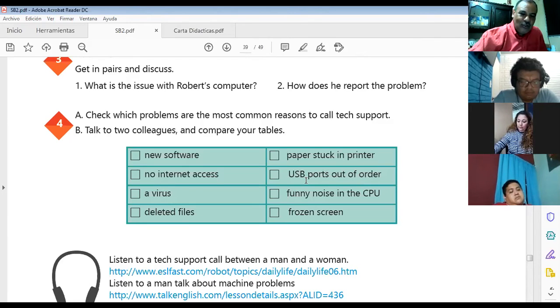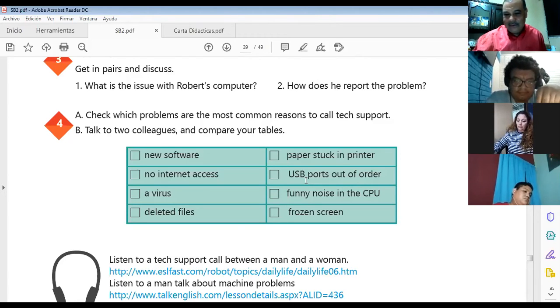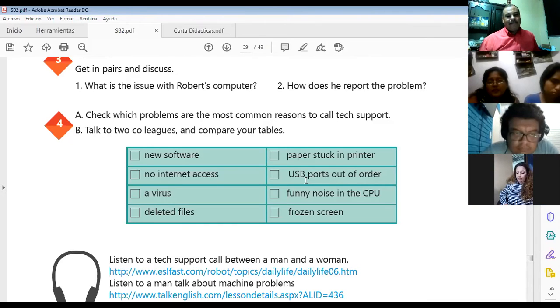Okay. Thank you. Questions? Paper stuck in printer or photocopier. Papel trabado en el impresor o en la fotocopiadora. In the printer, impresor. Photocopier, or photocopy machine, la copiadora. More questions? No more questions. Okay, now repeat after me because you are going to use this vocabulary.